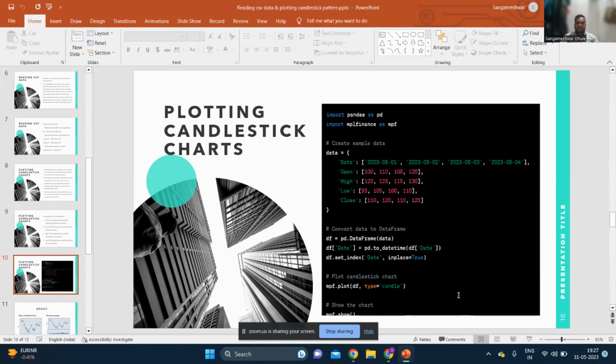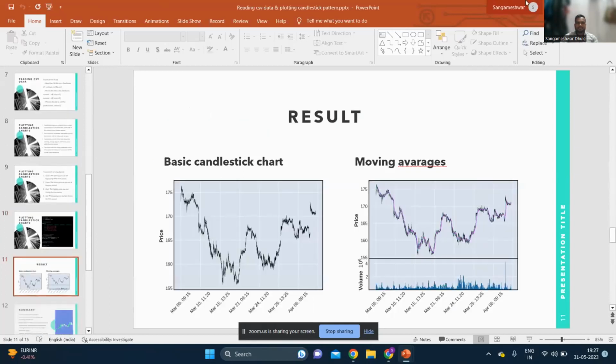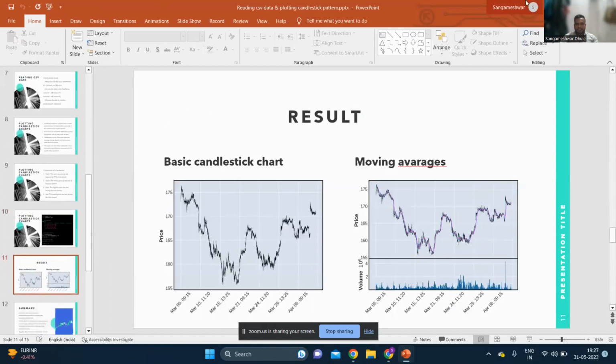And using the mpf.plot function, we can plot the candlestick, as we have mentioned the type, that is candle. And finally, we can call mpf.show. Using this function, we can plot our candlestick chart. So here are some of the results from the application.